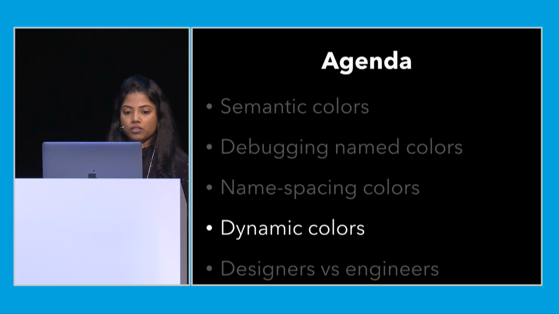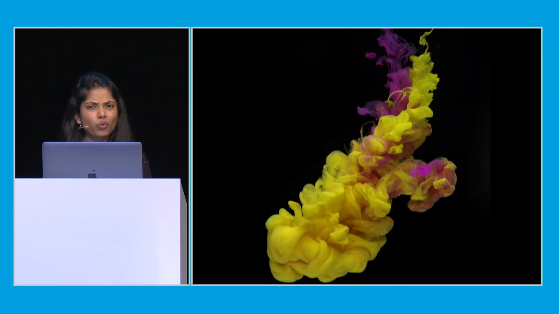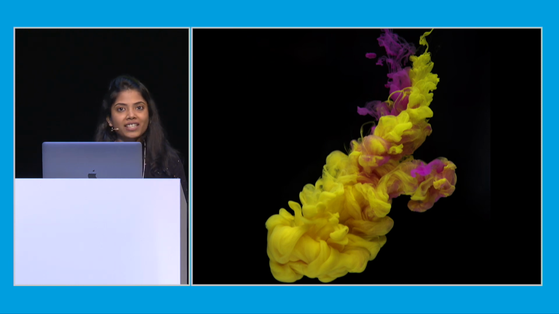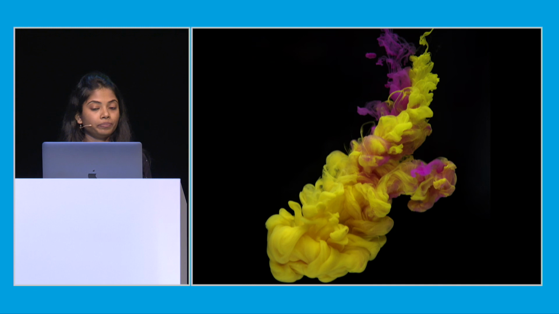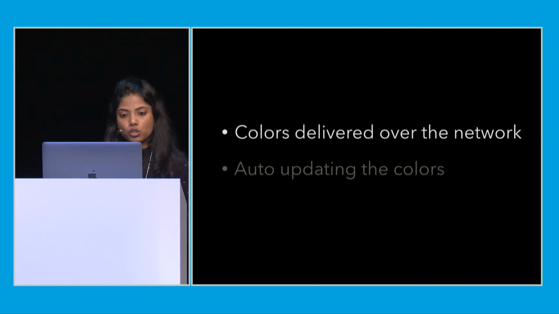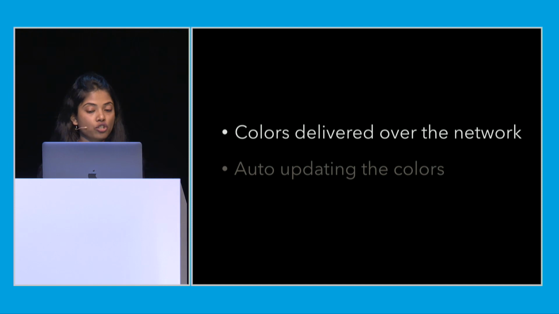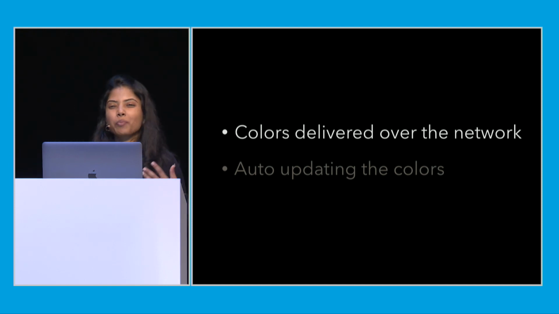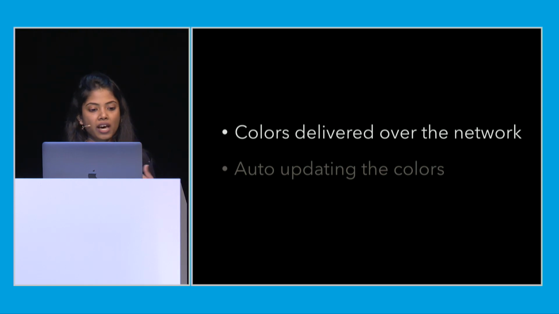Okay, let's talk about dynamic colors. What are dynamic colors? So when your fixed asset becomes RESTful, it's called a dynamic color. Imagine a situation when you want to update the color of an animation in the app for an upcoming holiday season based on certain values that you would receive from your backend.